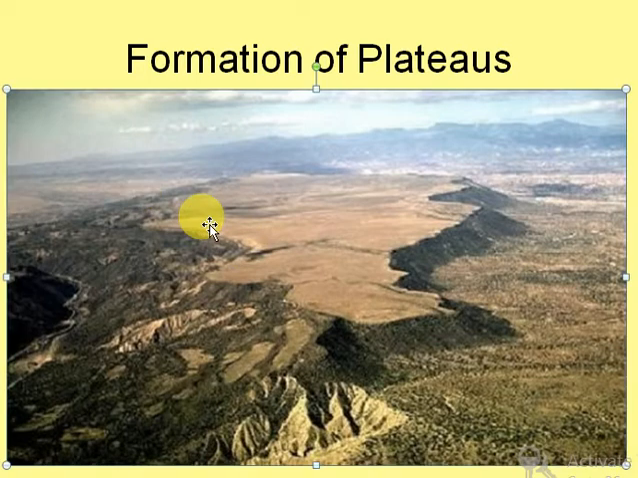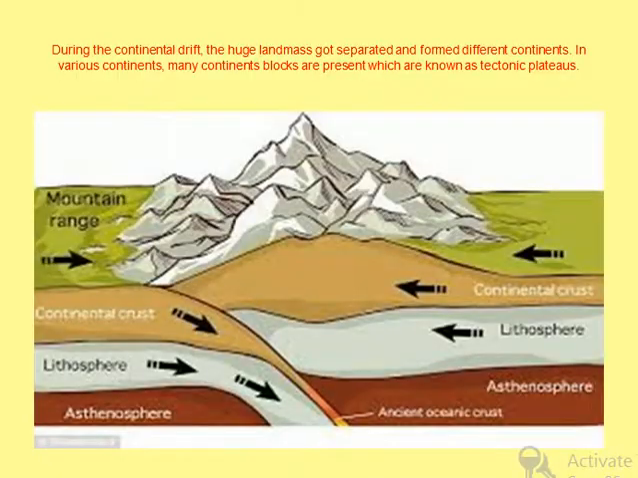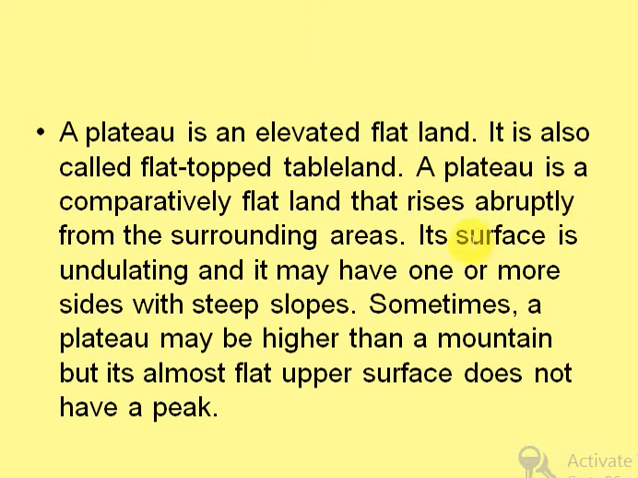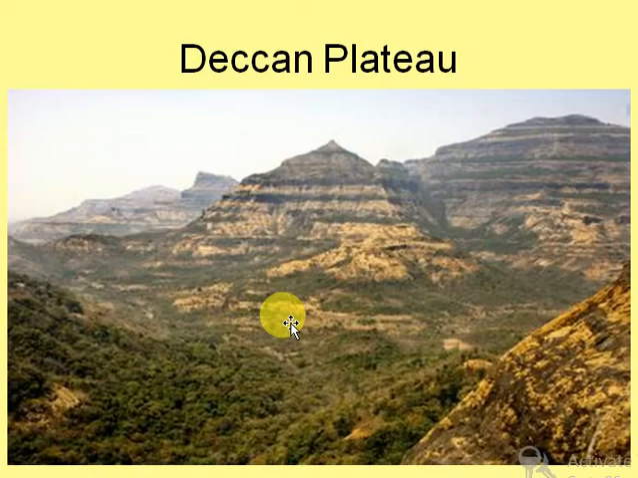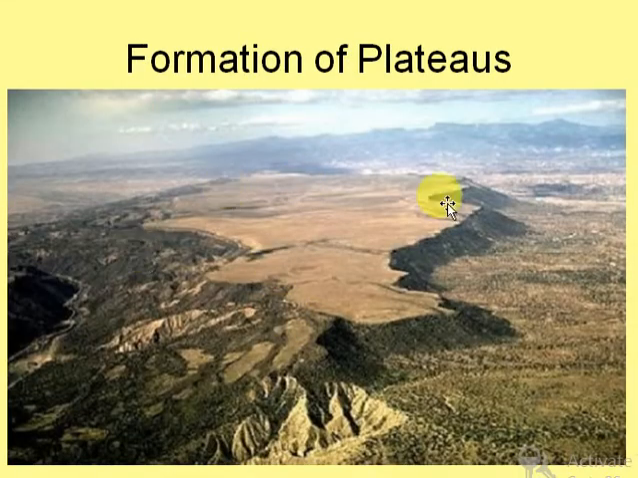So if you see the definition again of the plateau, a plateau is a comparatively flat land that rises abruptly from the surrounding areas. Its surface is undulating and may have one or more sides with steep slopes. Sometimes the plateau may be higher than the mountain, but its almost flat surface does not have a peak. So, keeping this definition in mind, look at the picture carefully.